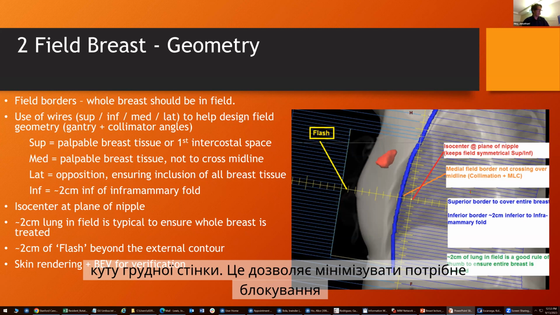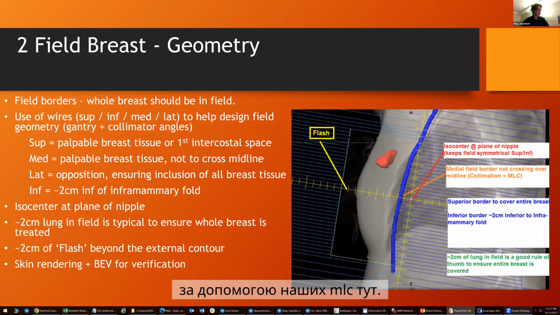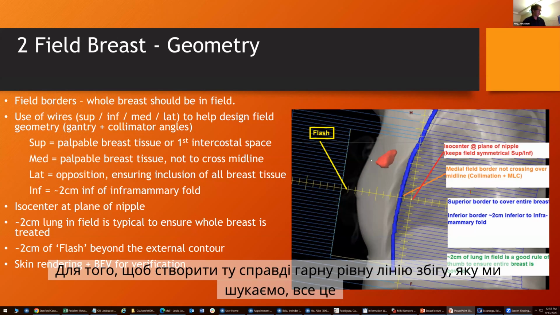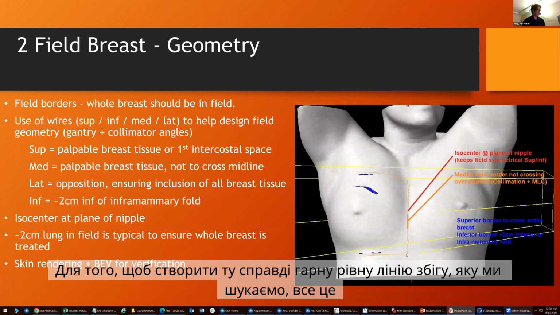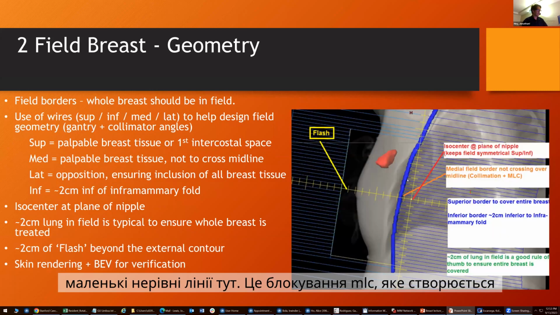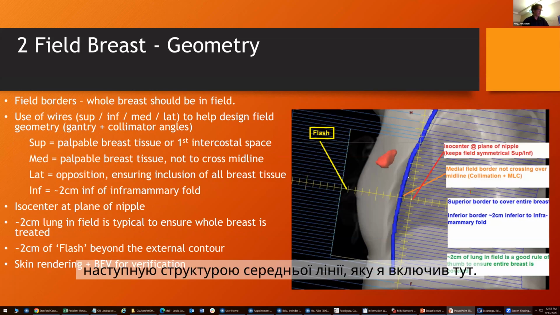This allows us to minimize the blocking that we need to do using our MLCs here in order to create that really nice flat match line that we're going after. All these little jagged lines here, that is the MLC blocking, which is being produced by the following of this midline wire structure, which I have turned on here.